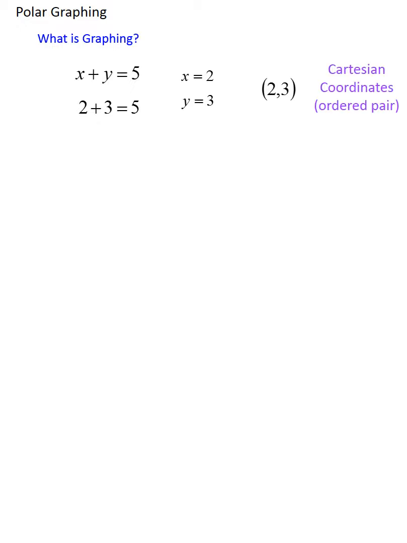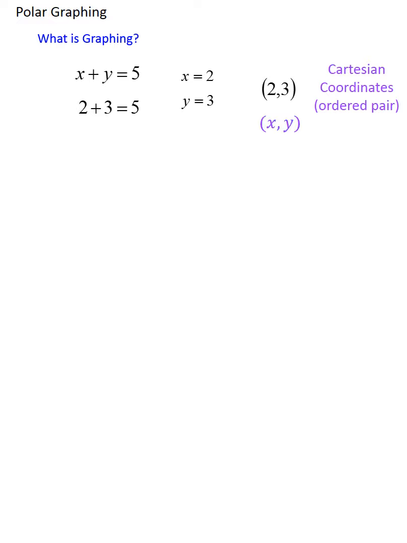And before I get to polar graphing, let's begin with what graphing is in general. Suppose we had an equation with an x and a y in it, such as this one. These are the kinds of things that we would graph in middle school and early high school. The way graphs worked was we would look for a value of x and y that would make the statement true. For example, we all know 2 plus 3 is 5. So we would determine that this statement is true when x is 2 and y is 3. We would often put that as an ordered pair or a Cartesian coordinate.